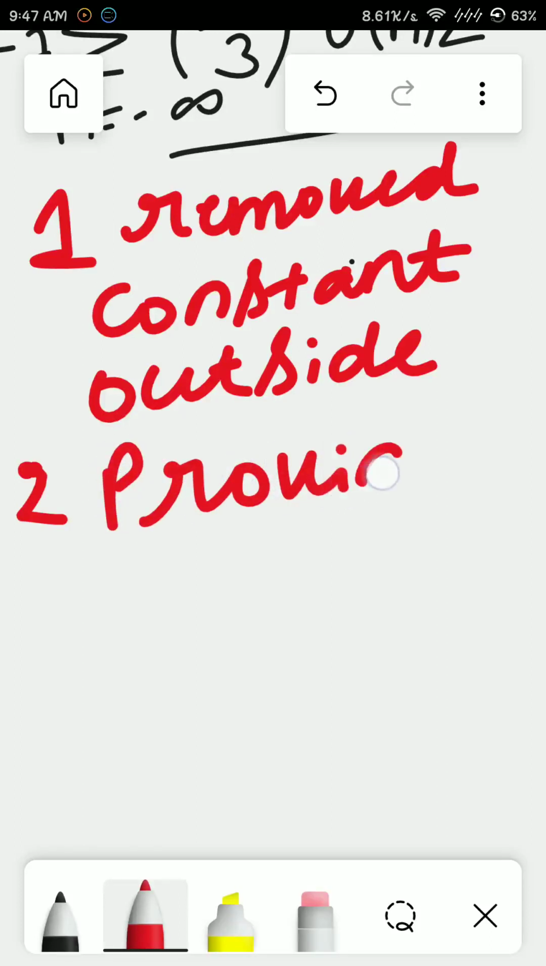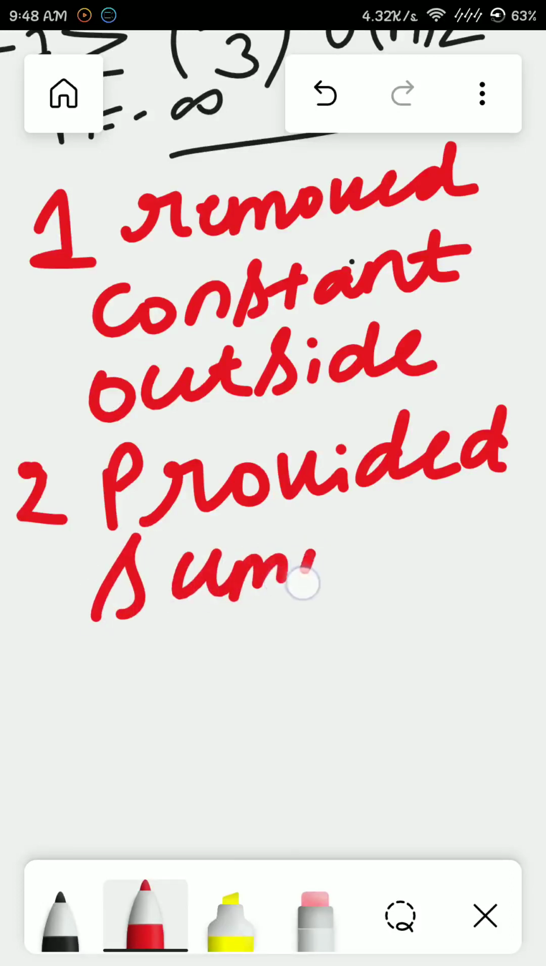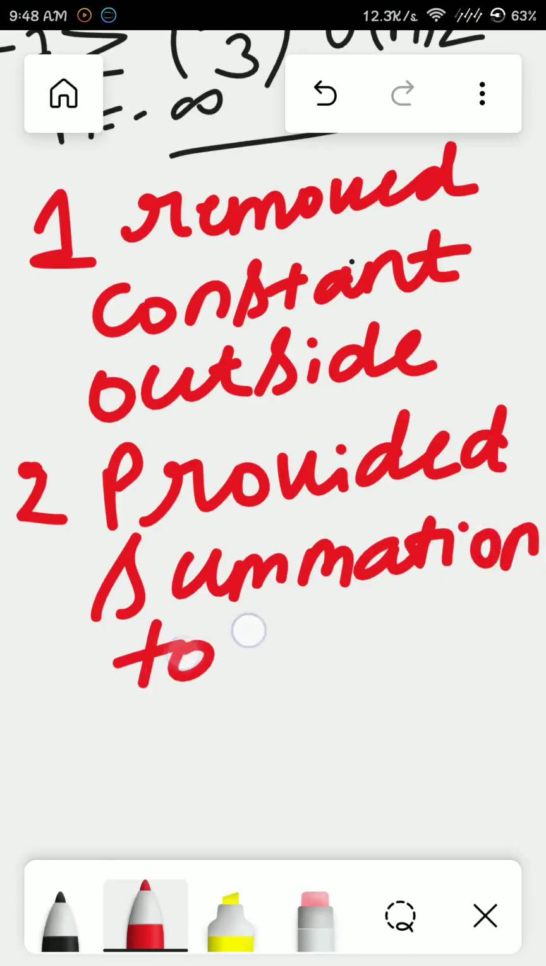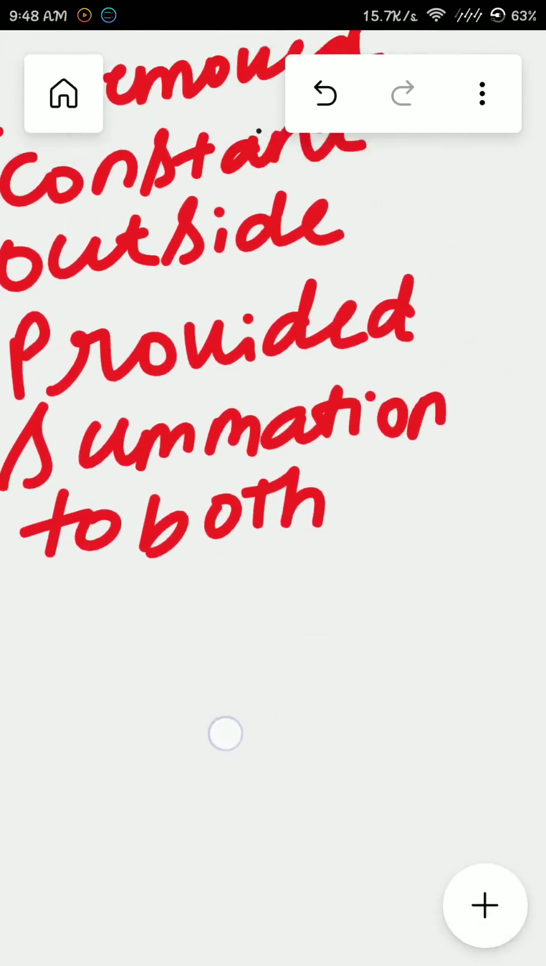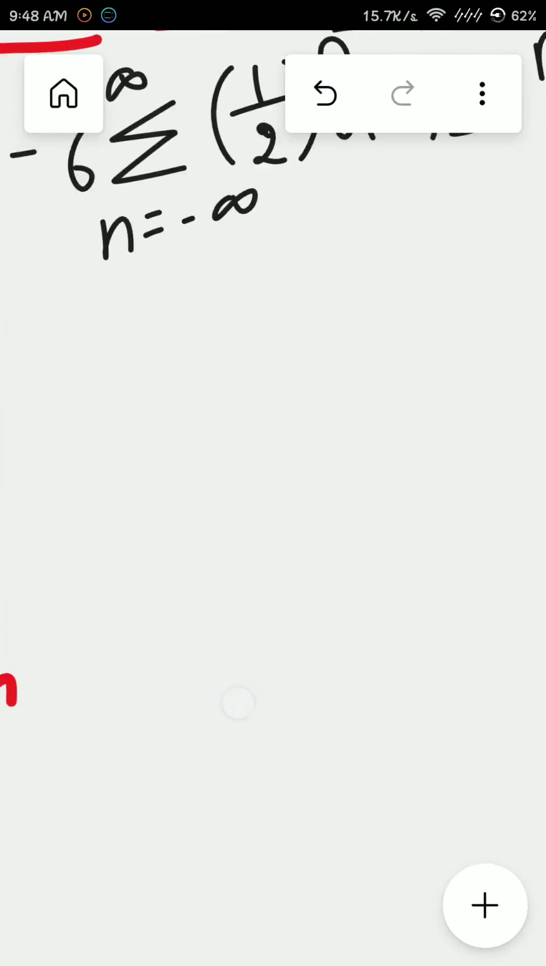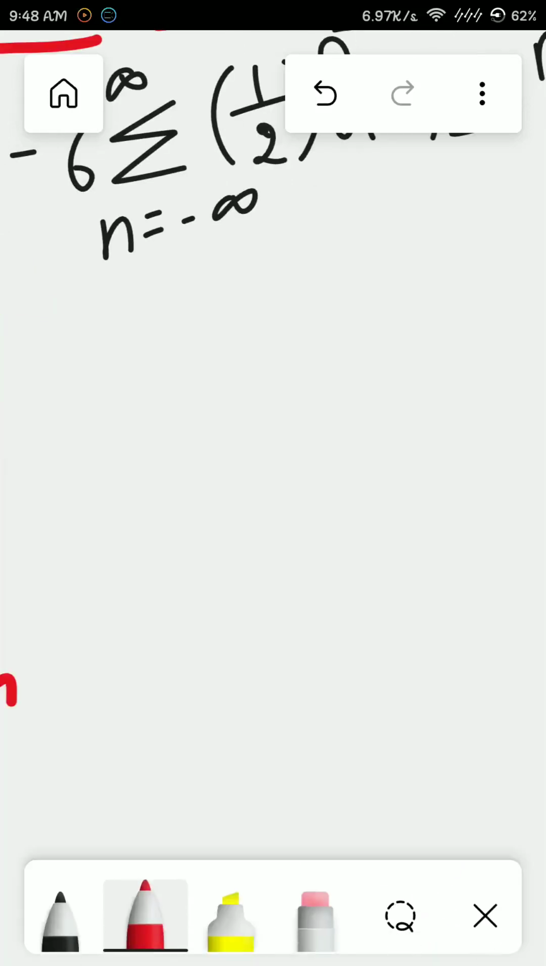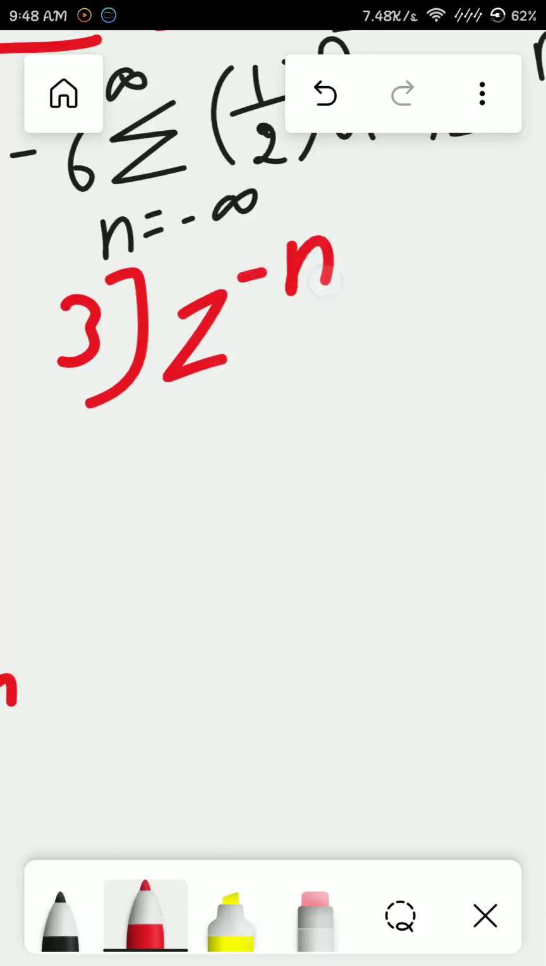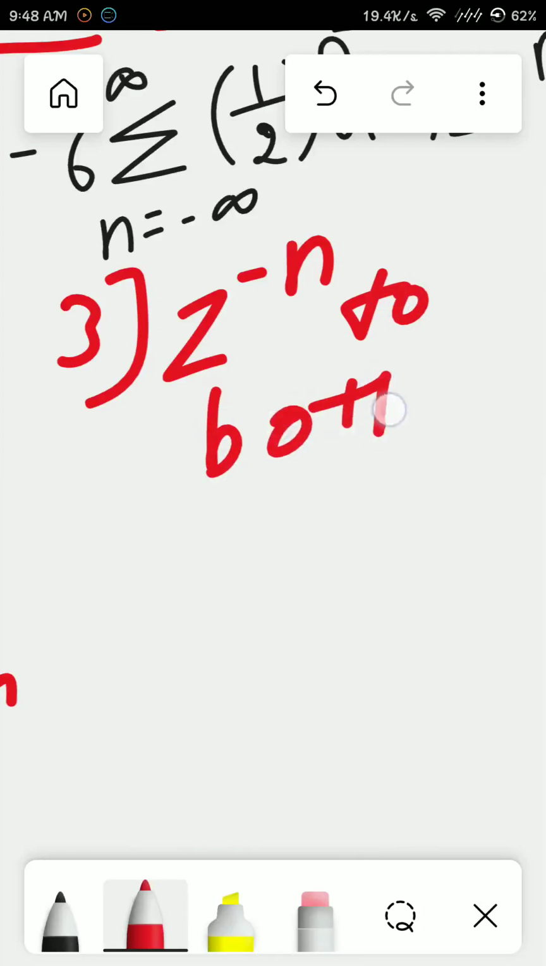That is, 7 into (1/3)^n into u[n], and (1/2)^n into u[n]. We provided summation to both. And the third thing we did was multiply z to the power of minus n to both, right? We multiplied it to both, that is what we did.